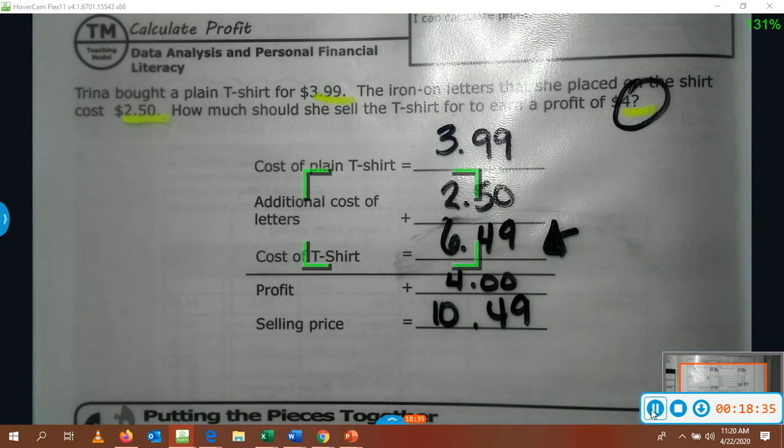So hey, $10.49 is not a bad price, right? Alright. If you got that answer, give yourself 2 claps, 2 snaps, kiss your brain because you are smart.